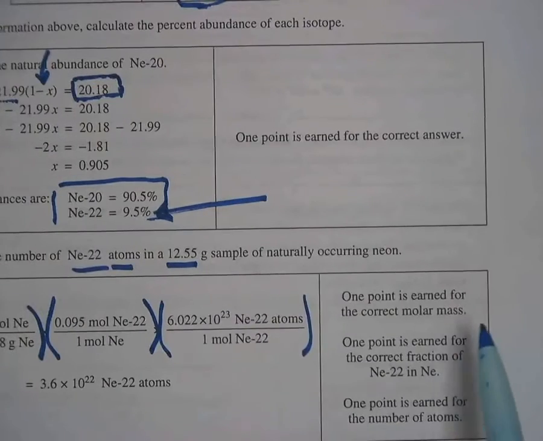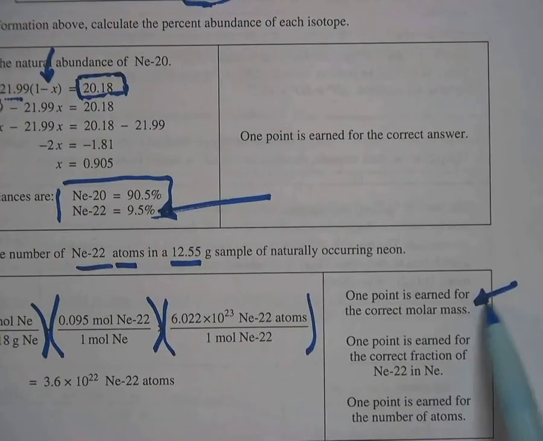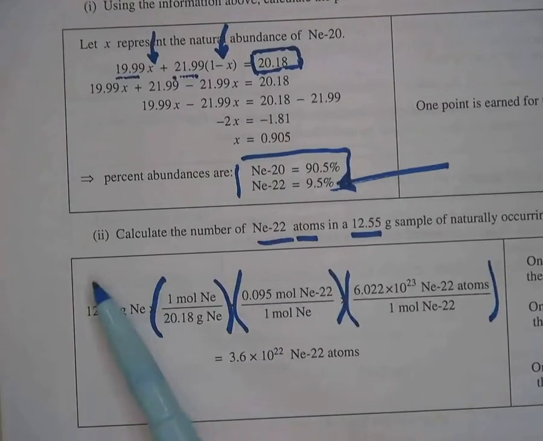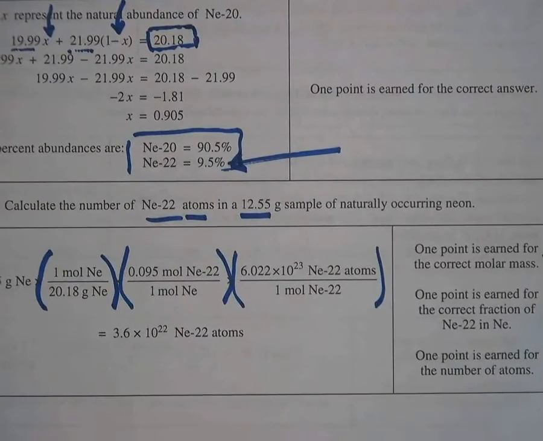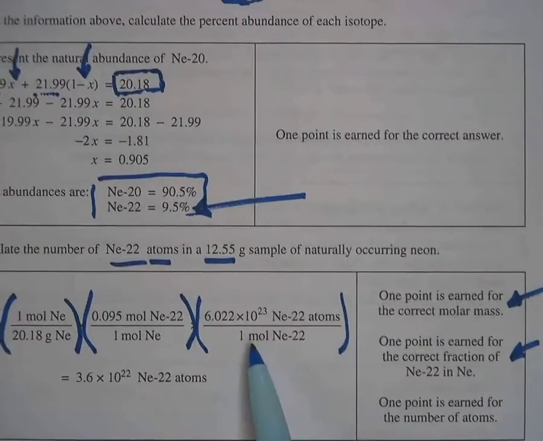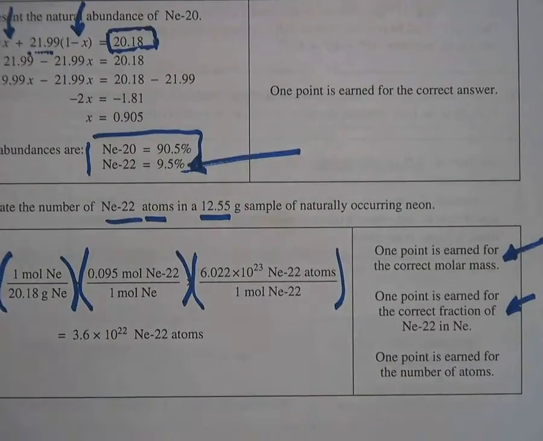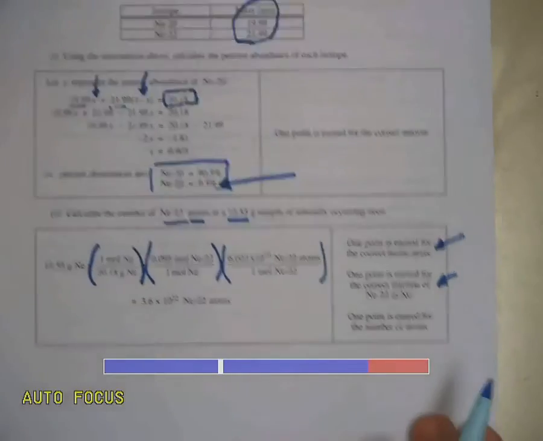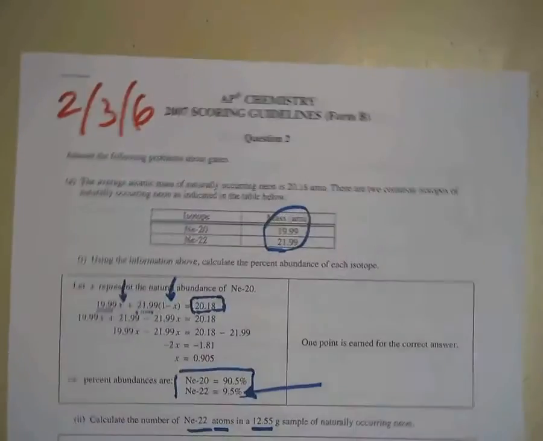Notice the points right here. 1 for the correct molar mass, knowing that it's naturally occurring neon. So you had to use this molar mass right here. 1 for using the 9.5% right here. And then 1 point is earned for the number of atoms right here using 6.02. Notice how 3 points were given for that problem, and all it was was a gram to molecule type question.